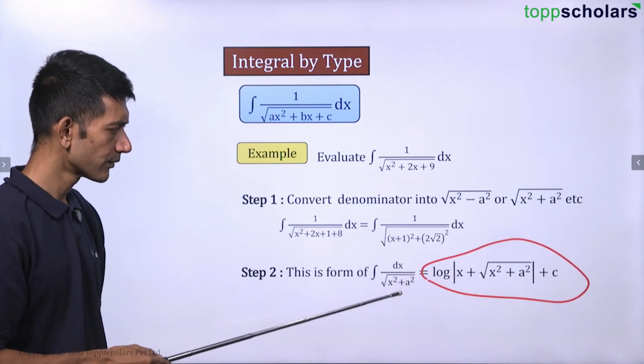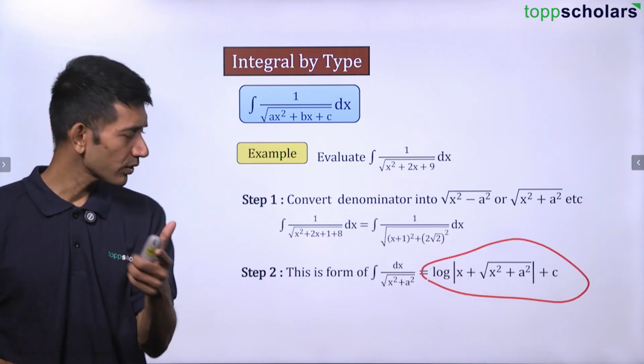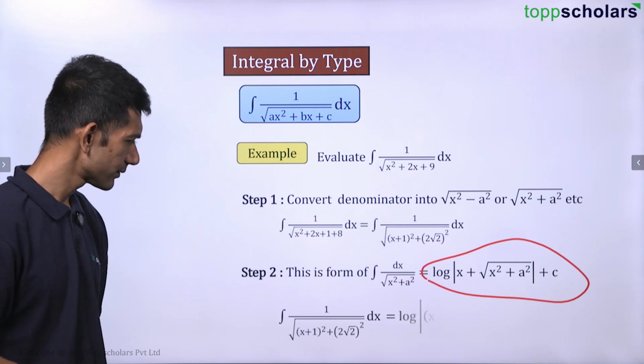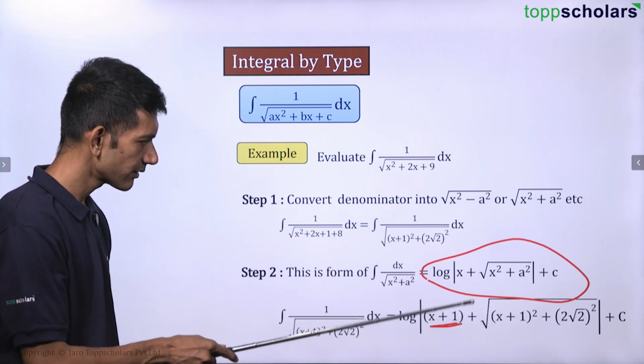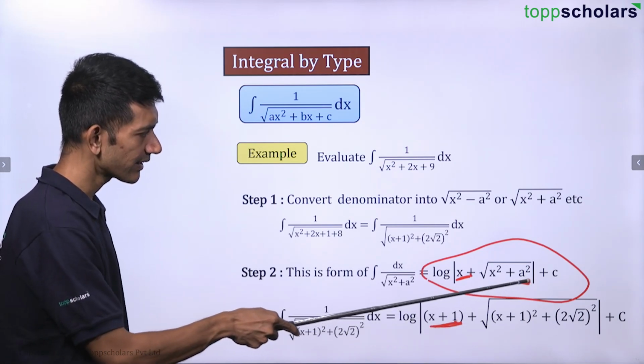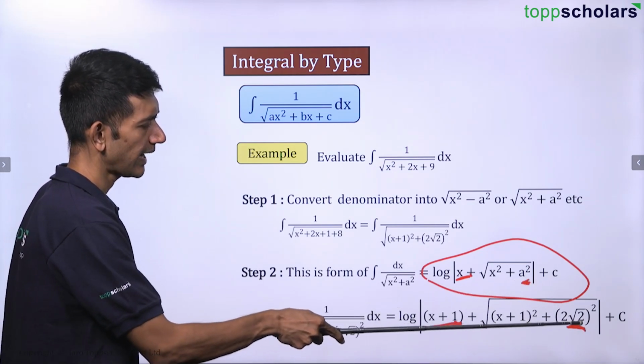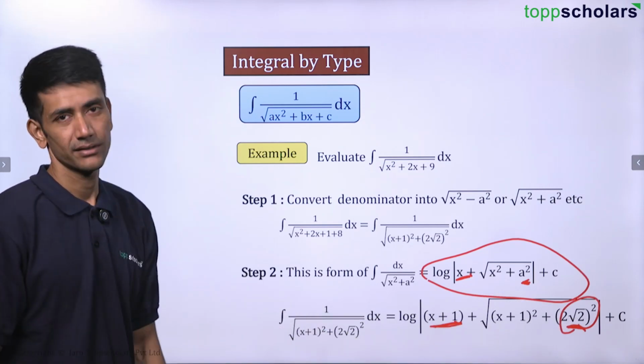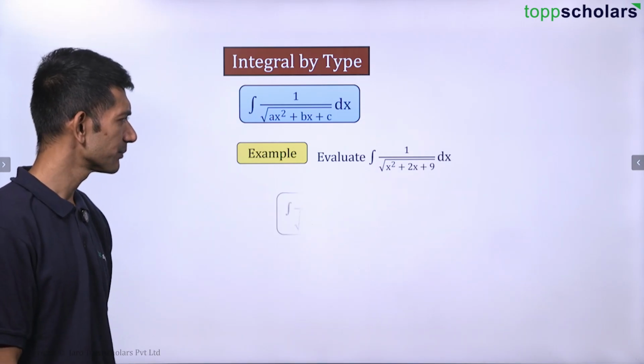Formula we know. We know what is x. We know what is a. Put the values here. See, this is our x. Instead of x, we are putting this. This is our a. And if you square this, you are going to get 8. Right? We'll do that in the next step.